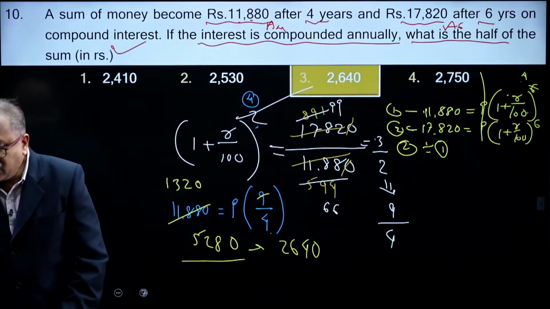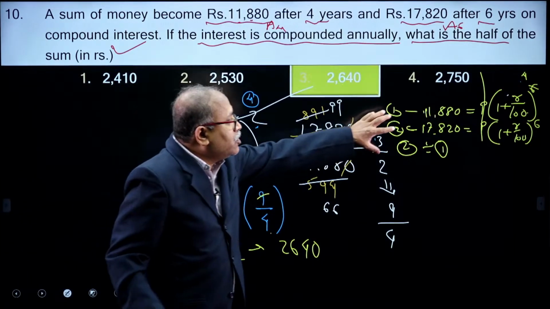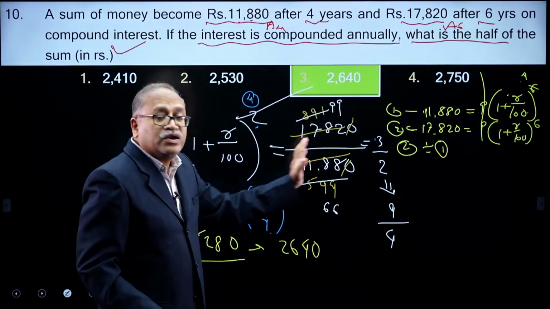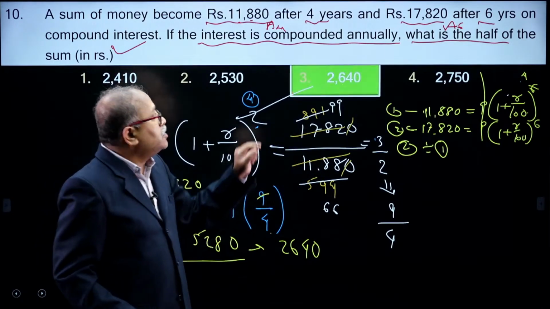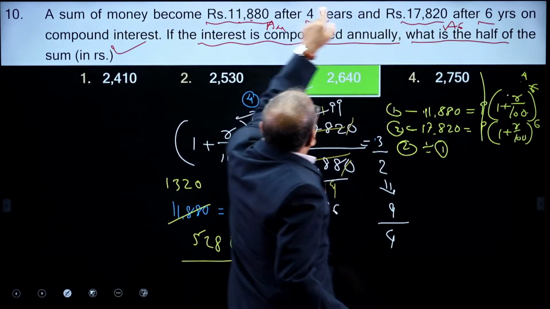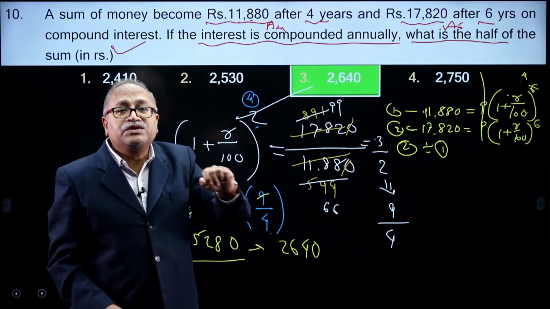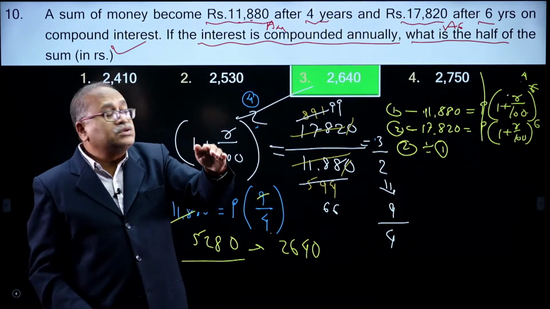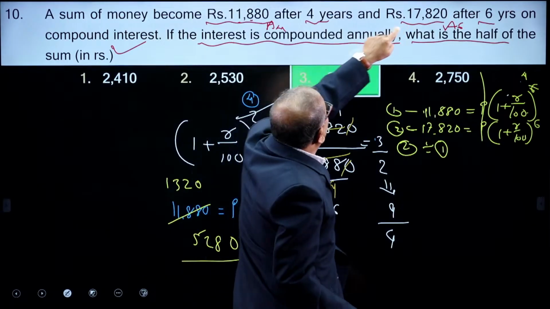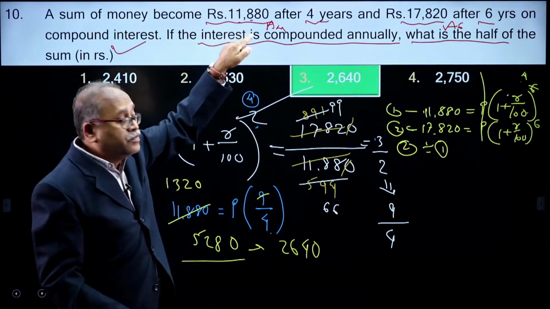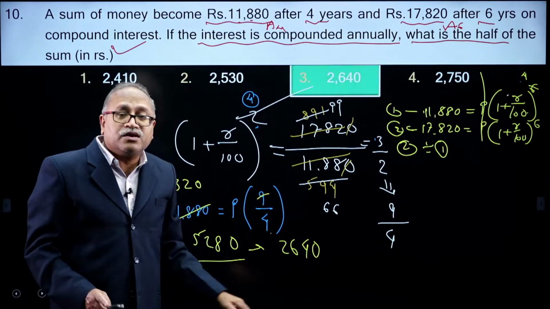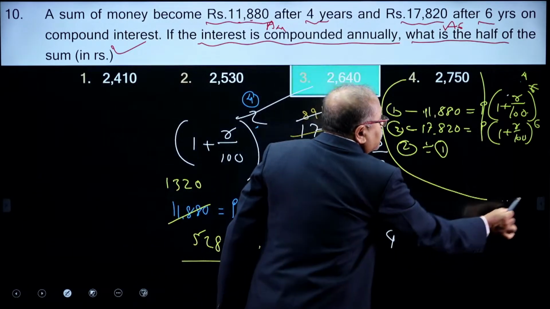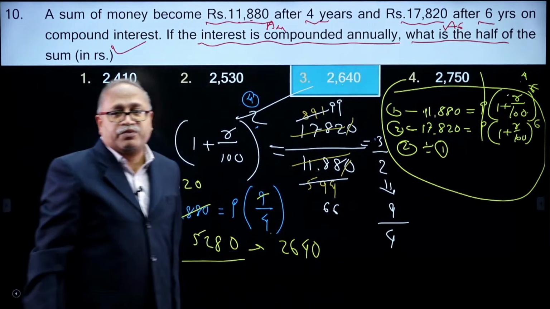So, did you understand? If you get a model of this type, then directly write the one which I am writing here. The difference here, the 6 years and 4 years, the difference is 2 years, 1 plus r by 100 to the whole power 2, which is equal to the bigger amount by the smaller amount, and you will be getting the rest part of it. But if you want to learn systematically, then write down this part properly.